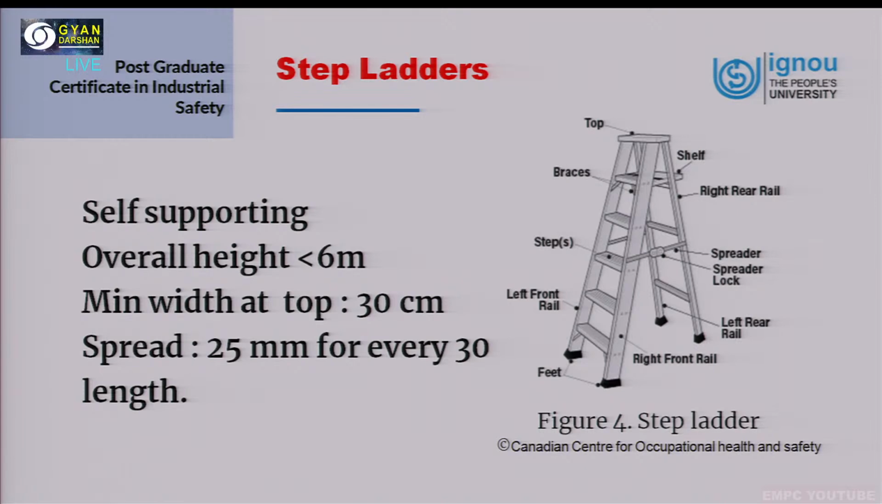As you can see, they are usually A-shaped, and they have a flat top surface and sturdy ground support, and usually they are used for accessing heights which are less than 6 meters. The minimum width at the top is 30 centimeters, and the spread, which is the capacity of the ladder to have its legs kept wider, is about 25 for every 30-meter length.